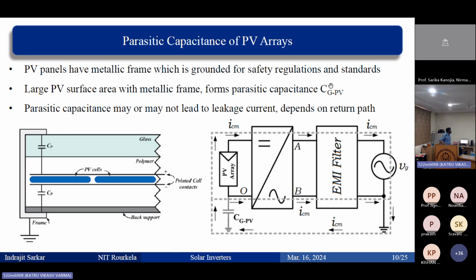This we have termed as CGPV, the ground to PV capacitance. Here is the model where we present this CGPV. Here is the path for the common mode leakage current. We can see it through the ground. So there exists a common mode leakage current, and there is a requirement to minimize it, to eliminate it. How it can be done, that we'll see.